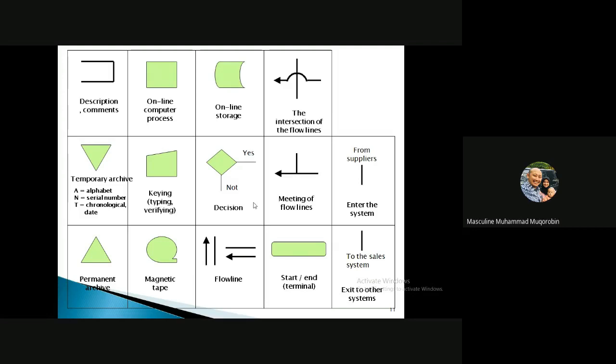Keying, typing, and verifying represent a step where a user is prompted to enter information manually. Decision. A decision or branching point lines representing different decisions emerge from different points of the diamond. Meeting of flow lines represent that flow meet at the same line. Enter the system.